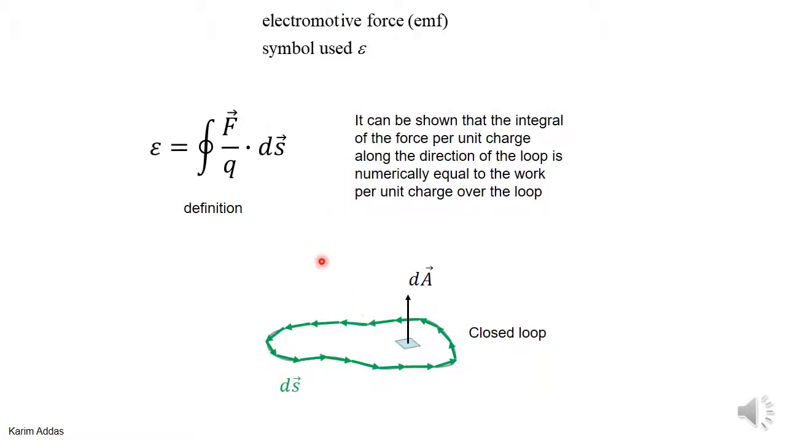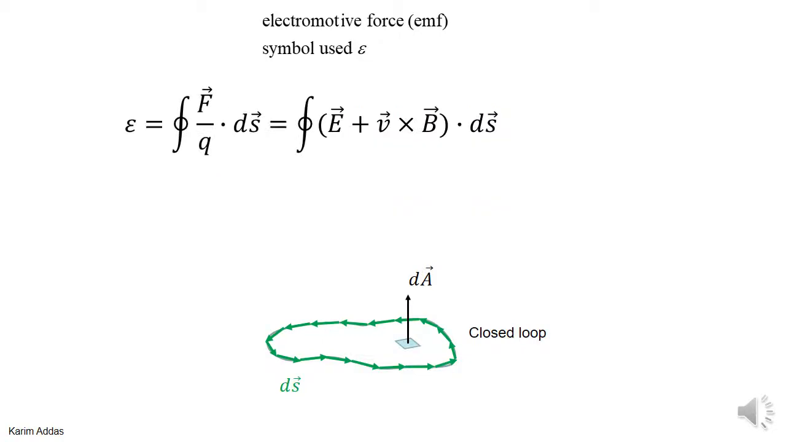We said that the definition of EMF around a closed loop is the work per unit charge: the integration of F dot ds, that's the work, divided by the charge, over the closed loop. Now, if you substitute F over Q by E plus V cross B, then you have two terms that could contribute in principle to the EMF. But we're going to show that this term actually doesn't contribute at all.